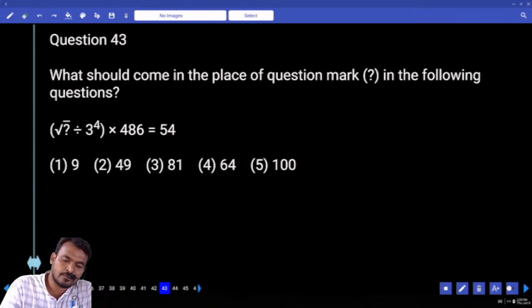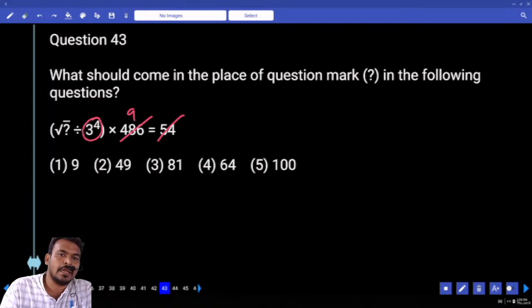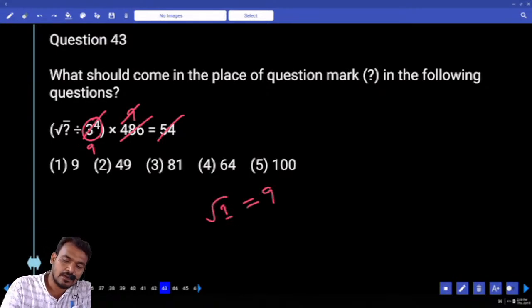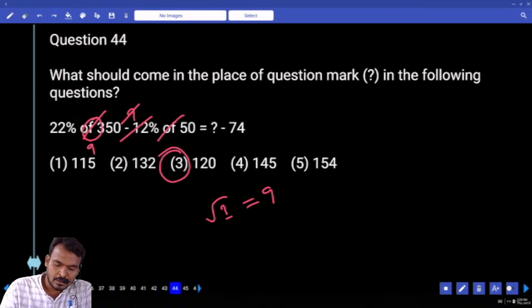Question number 43. First of all, 54 and 486. Directly how many times? 9 times. Okay, 3 power 4 means 81. 9 how many times? 9 times. Then square root of something is equal to 900. What is the answer? 81.